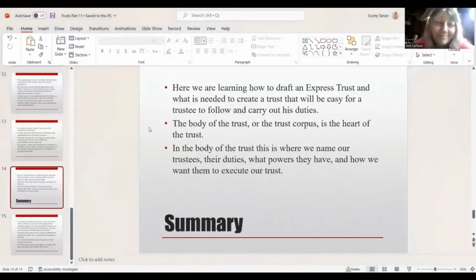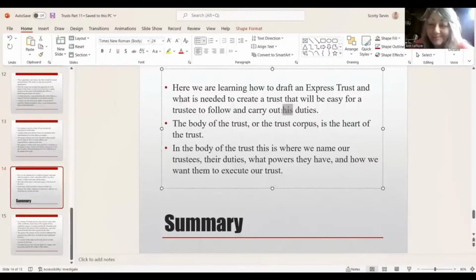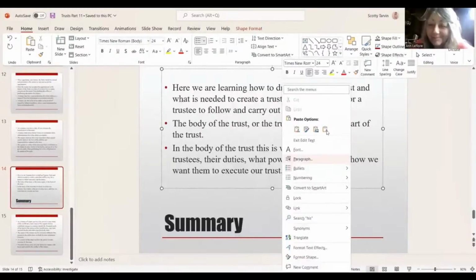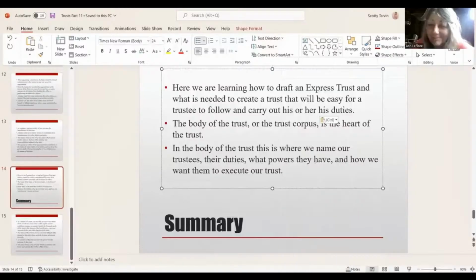Here we are learning how to draft an express trust and what is needed to create a trust that will be easy for a trustee to follow and carry out his or her duties. The body of the trust, or the trust corpus, is the heart of the trust. In the body of the trust, this is where we name our trustees, their duties, what powers they have, and how we want them to execute our trust.